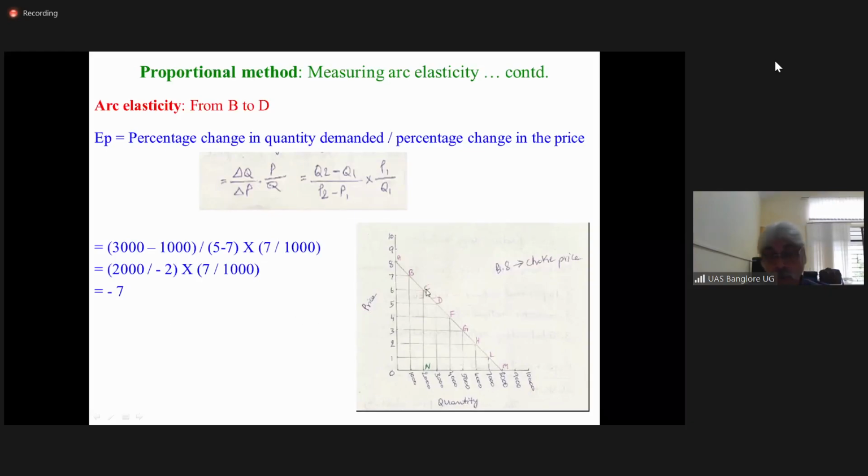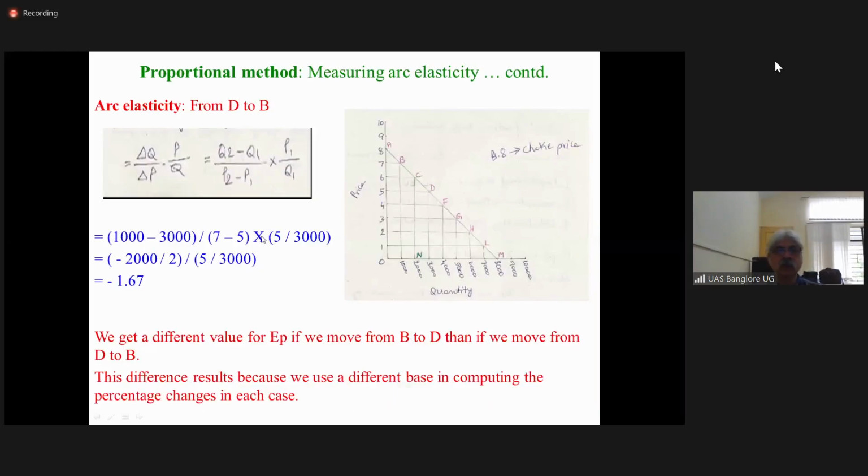When we move from B to D, suppose instead we move from D to B, in the reverse way. That means D is the original point and B is the new point. What happens to the coefficient of price elasticity? That we'll look into in the next slide. So arc elasticity, when you move from D to B, the formula is the same: delta Q by delta P into P by Q, Q2 minus Q1 by P2 minus P1 into P1 by Q1.